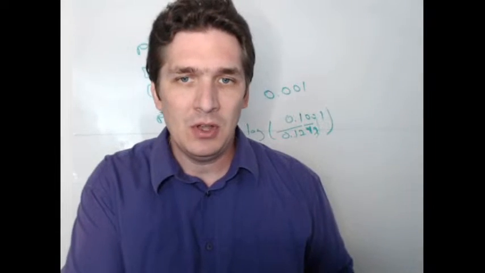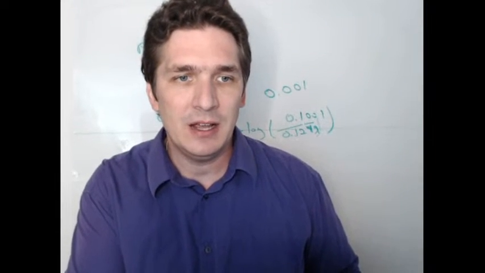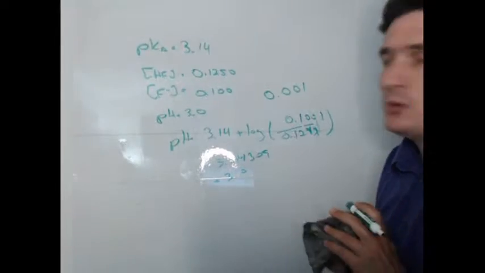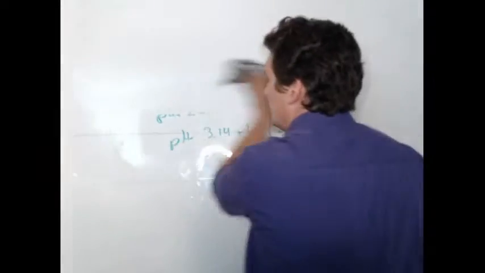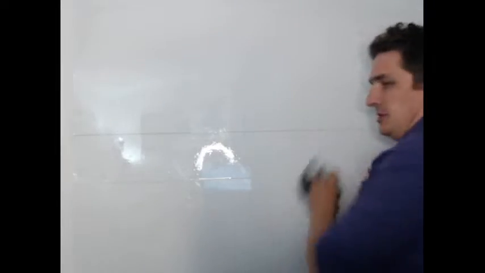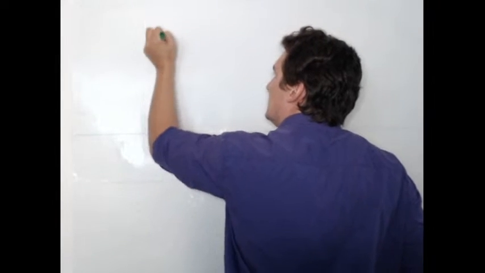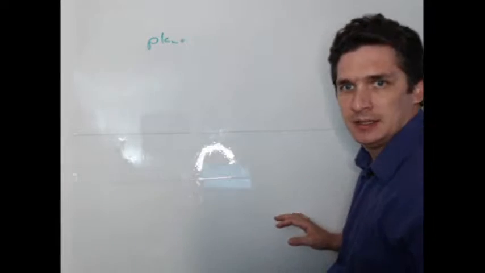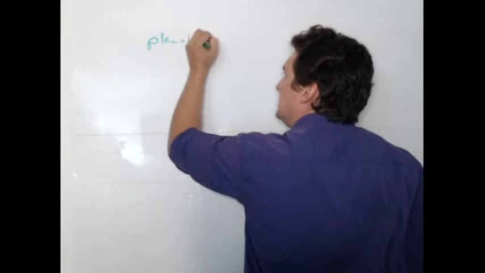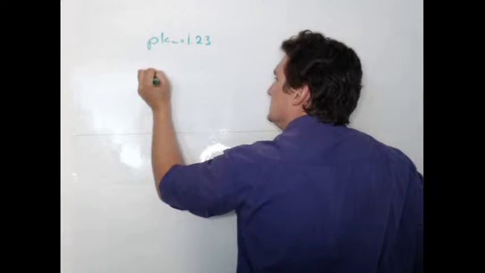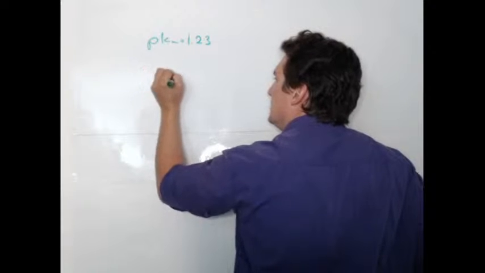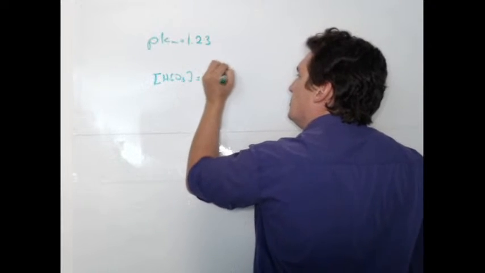Now, if you also look at the homework for that one, the pH to pKa, if you look at the first one, what's the pH of a 0.15 molar solution of hydroiodic acid? So we had the pKa of 1.23, and we've got concentration of HIO3 is 0.150.